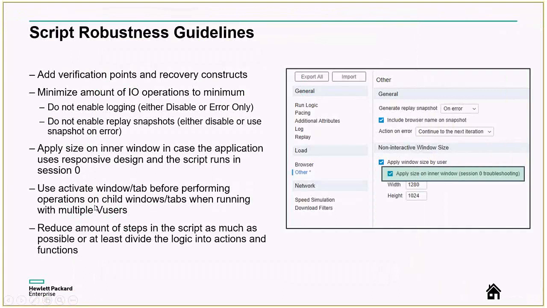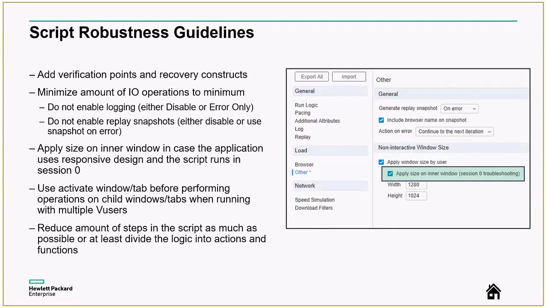If your script is working with multiple windows or tabs, you can use activate window before you perform an operation on that tab. Especially with TruClient Firefox, when there are multiple virtual users with an application with multiple windows, the focus of the window is actually being lost, and virtual users might affect one another. If you use the activate window step in the script before you try to interact with an element in the application, it will reduce almost to zero the amount of errors that you get.